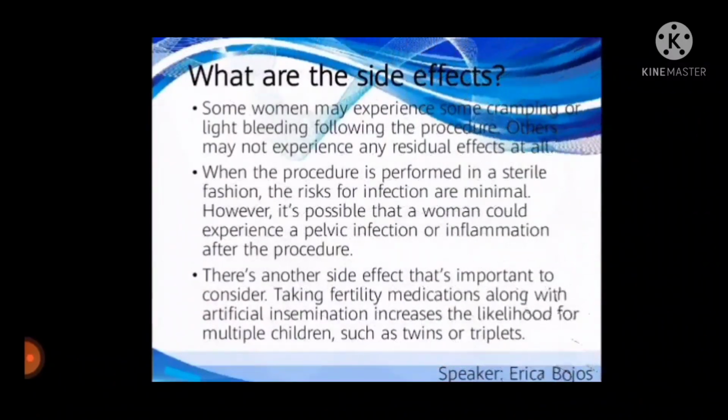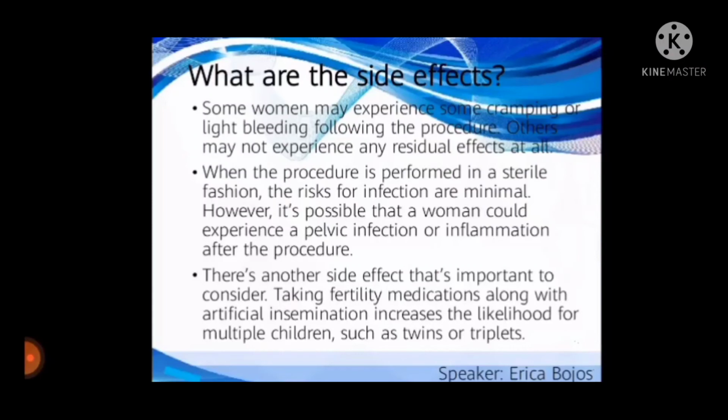What are the side effects? Some women may experience some cramping or light bleeding following the procedure. Others may not experience any residual effects at all. So you're lucky if you're not experiencing any residual effects at all.